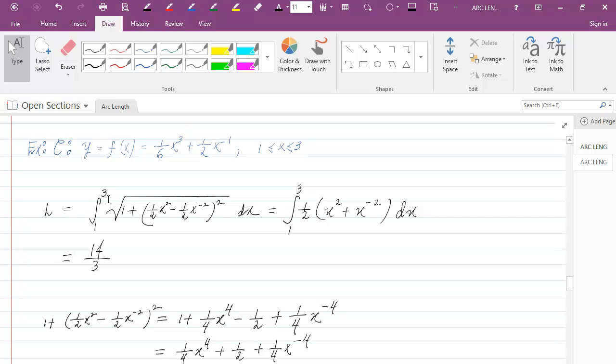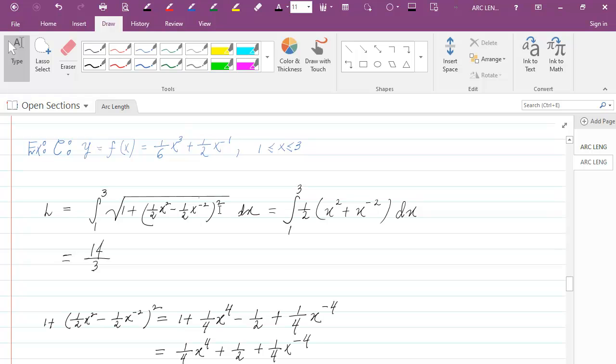So what's the length? We know that the length would be the integral from 1 to 3, square root of 1 plus the derivative of f squared. So the derivative here, if you take the derivative, sorry, it'll be half x squared, and then here I get negative half times the derivative of that, which would be negative x to the negative 2. So you get negative half x to the negative 2. So this is f prime of x here.